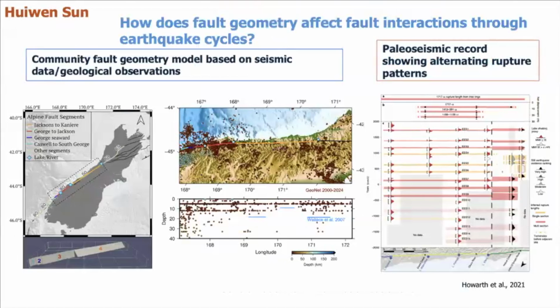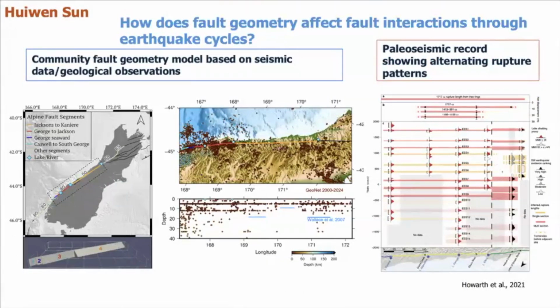So hi everyone, I'm Huiwen. I'm a 3rd-year PhD student here, and my work has been focusing on how fault geometry affects fault interactions through earthquake cycles, and I'll be showing one of my case studies. So I'm focusing on the Alpine fault in New Zealand. This is a big strike-slip fault system that's been pretty active over the paleoseismic history.